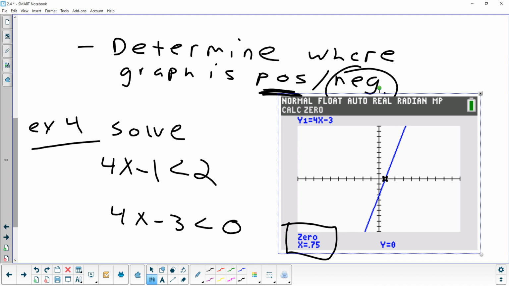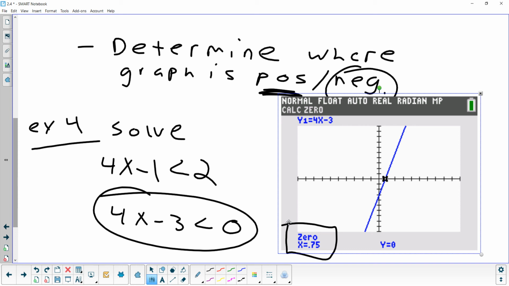Now, we want to plug in x values into this formula that result in an answer less than 0. So do I want to plug in values less than 0.75 or more than 0.75? Less. Pick a number more than 0.75.